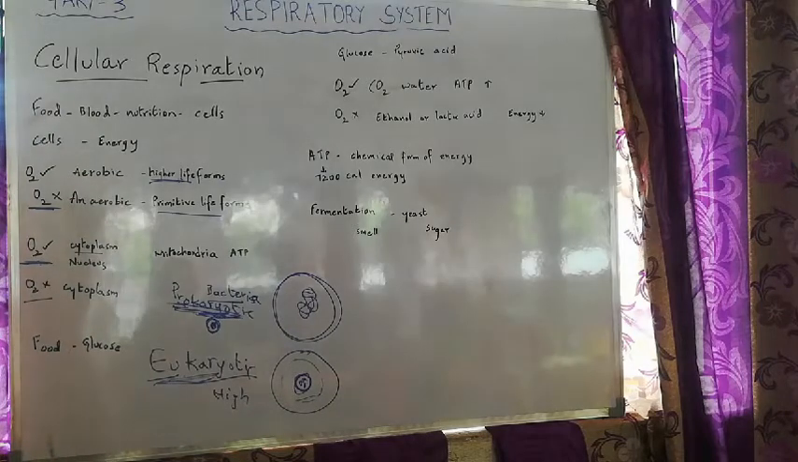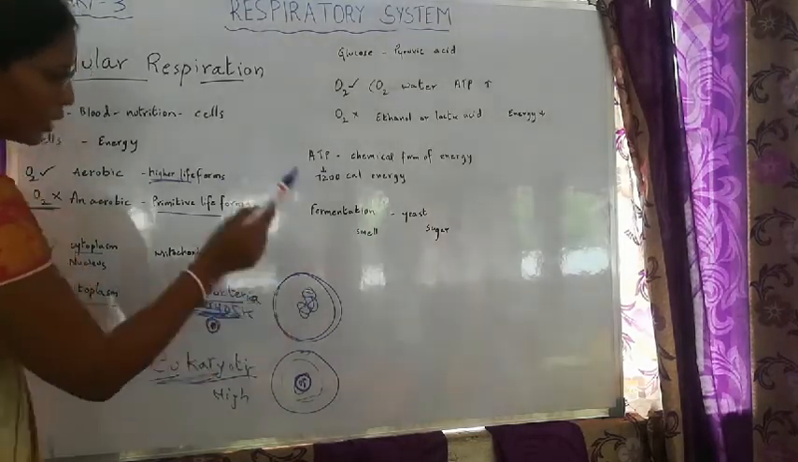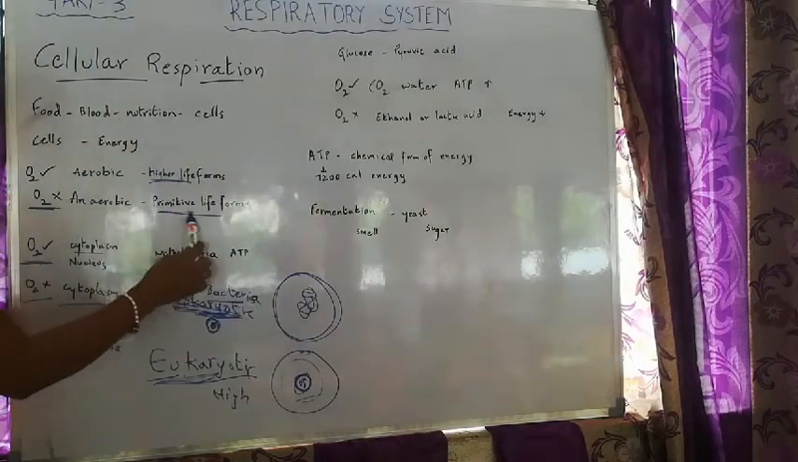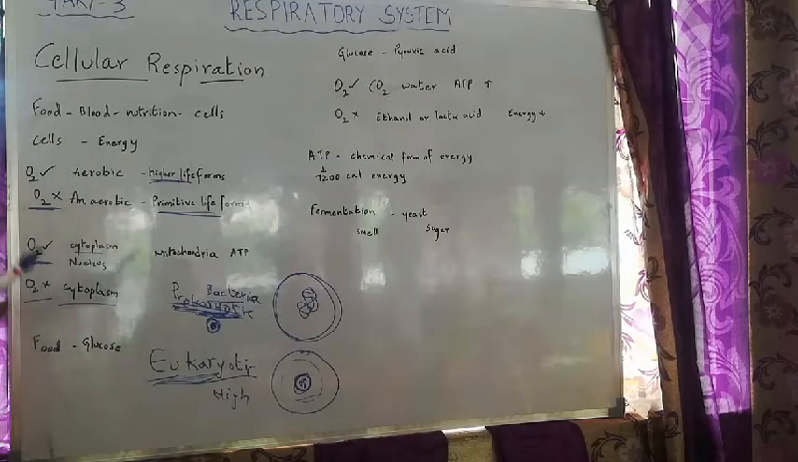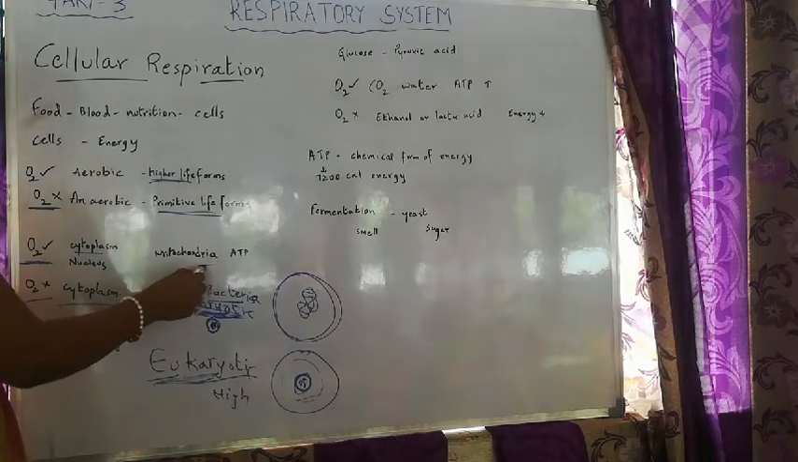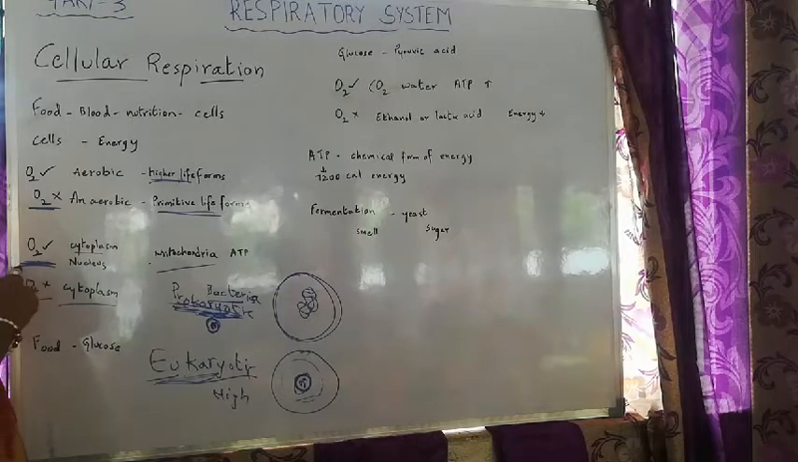Now, as there is no nucleus, in the cytoplasm only this anaerobic cellular respiration happens in primitive life forms like bacteria, yeast, etc. Now, what is this term mitochondria? Why did I write it under aerobic respiration?